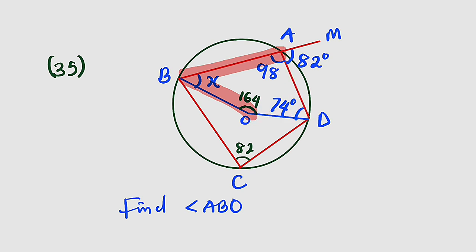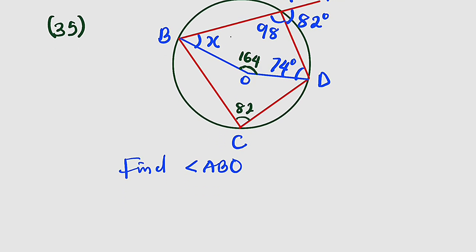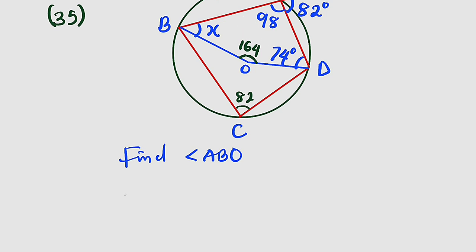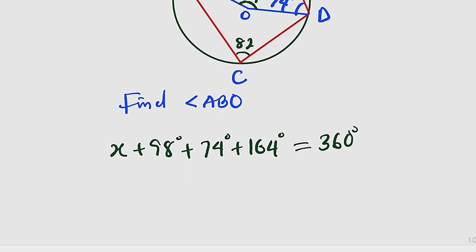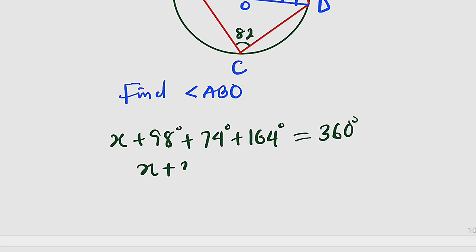So now we are good to go, because this is another quadrilateral, and the sum of all the interior angles of a quadrilateral equals what? 360 degrees. So it means that if we add this, and this together, we shall obtain 360. So let's add 98 degrees plus 74 degrees plus 164 degrees. This must give us 336 degrees. So this is x plus 336 degrees equals 360 degrees.